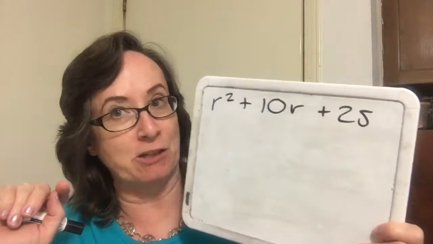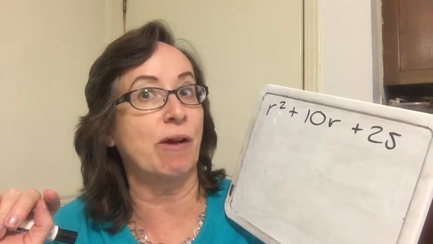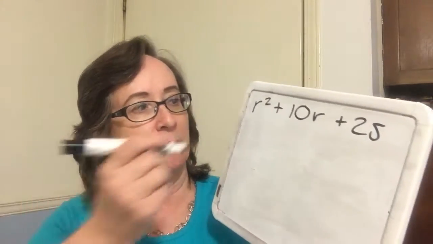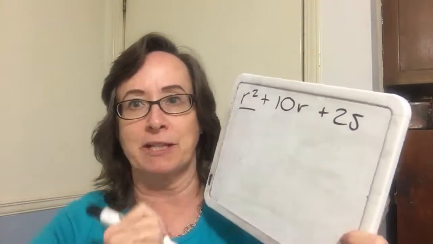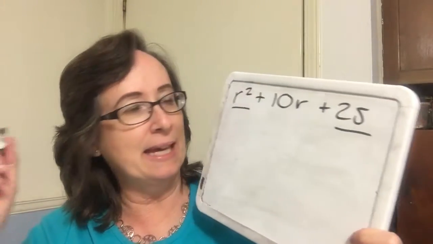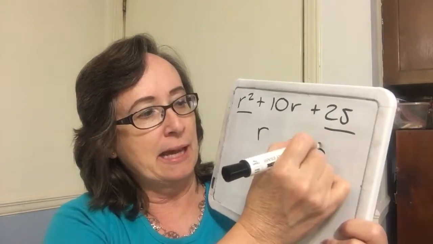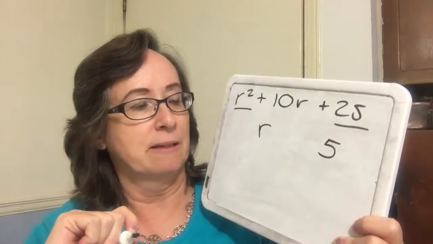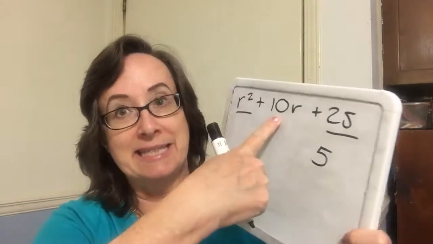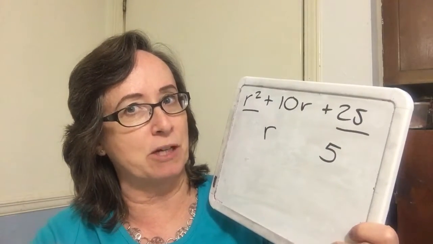The first of our special factors that we're going to talk about is factoring a perfect square trinomial. How do we recognize a perfect square trinomial? Well, the first term must be a perfect square, and the last term must be a perfect square. Then we take the square root of this term and the square root of this term, and we multiply them together, 5r, and we double it. And 10r is the middle term. Therefore, this is a perfect square trinomial.